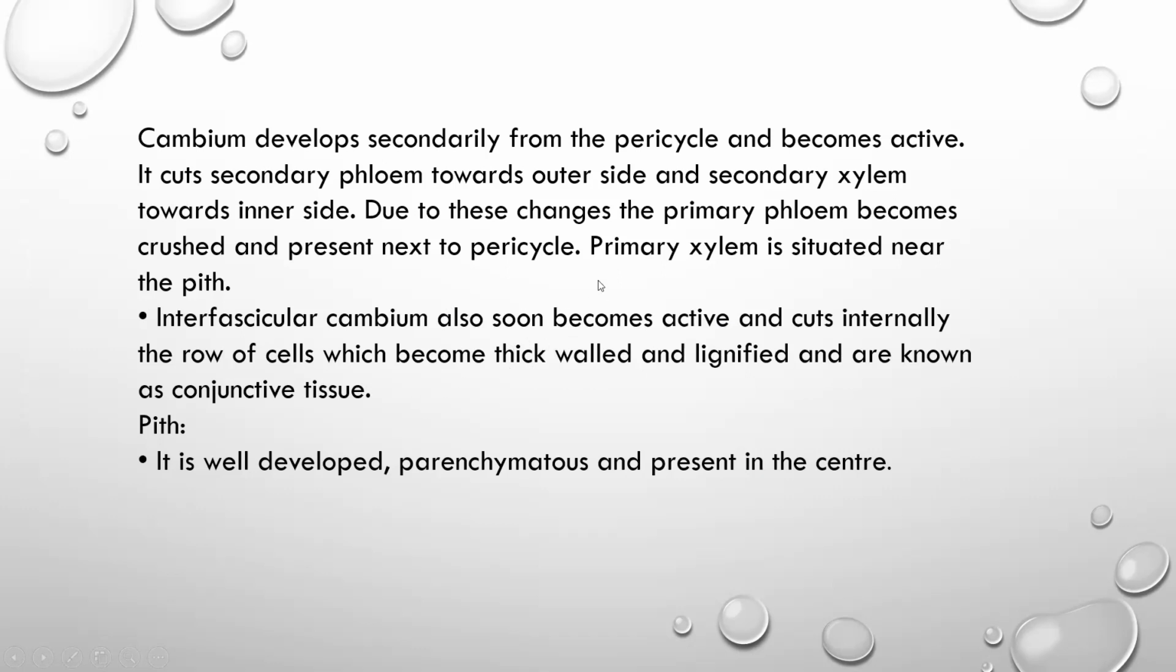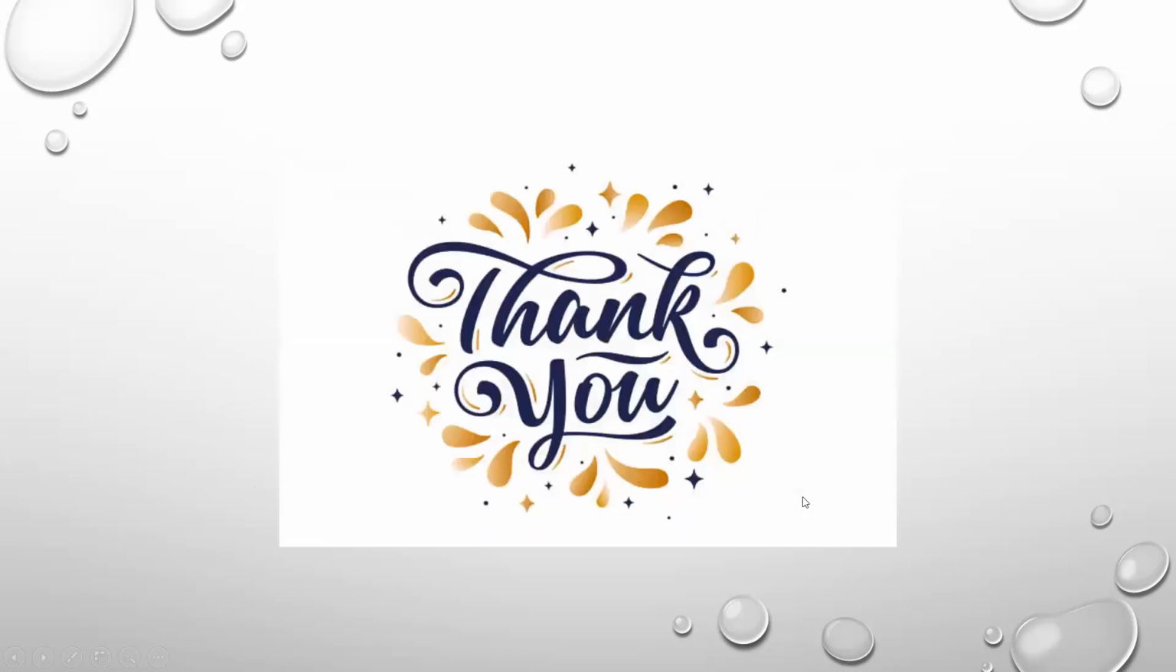So the intravascular cambium produces secondary tissues, whereas the intervascular cambium produces the conjunctive tissue. These conjunctive tissues are thick-walled and lignified cells. The next one is the pith. It is well developed, parenchymatous, and present in the center.